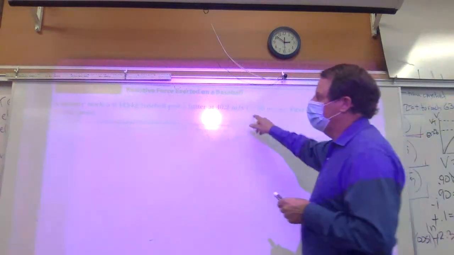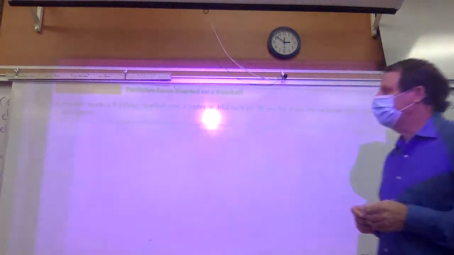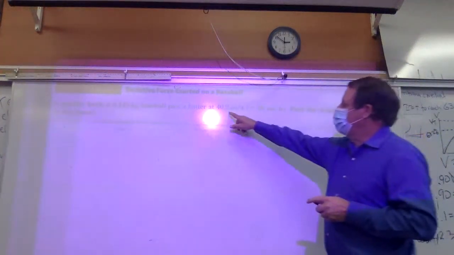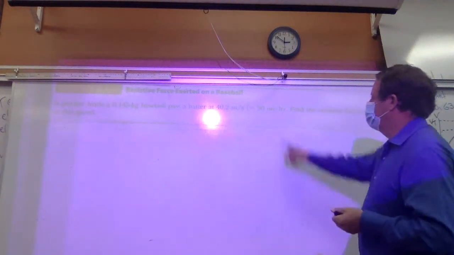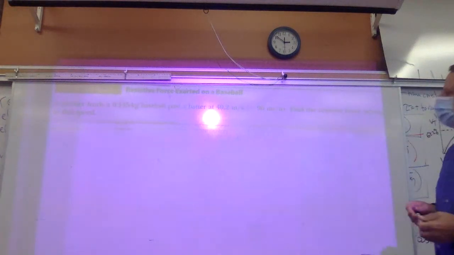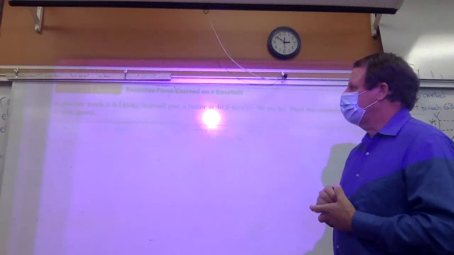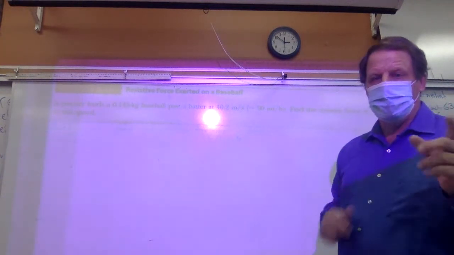Okay, so a pitcher hurls a 145 kilogram baseball past a batter at 40.2 meters per second, which is about 90 miles an hour. Find the resistive force acting on the baseball at this speed.